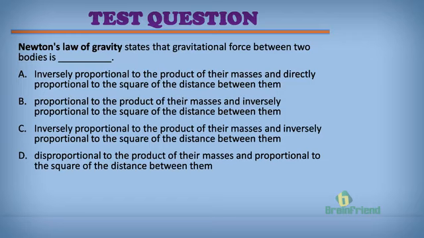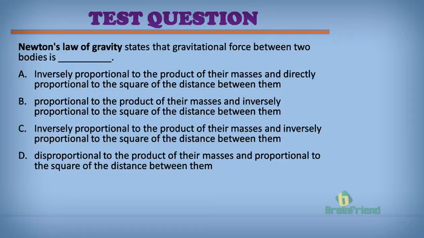But we are not concluding this class without going back to maybe one or two questions to see if we actually understand what we've been taught today. First, Newton's law of gravity states that the gravitational field between two bodies is dash. A, inversely proportional to the product of their masses and directly proportional to the square of the distance between them. B, proportional to the product of their masses and inversely proportional to the square of the distance between them. C, inversely proportional to the product of their masses and inversely proportional to the square of the distance between them. D, proportional to the product of their masses and proportional to the square of the distance between them.